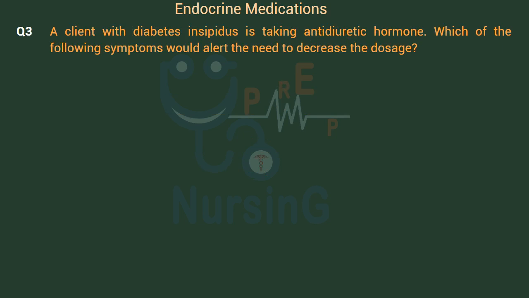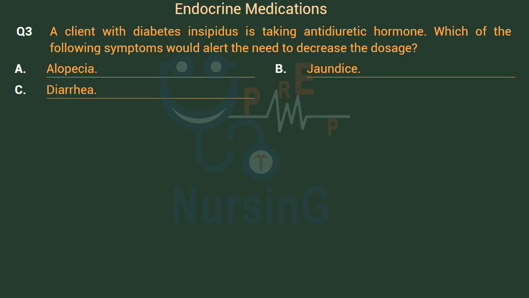A client with diabetes insipidus is taking antidiuretic hormone. Which of the following symptoms would alert the need to decrease the dosage? Option A. Alopecia. Option B. Jaundice. Option C. Diarrhea. Option D. Drowsiness. Right answer is Option D.